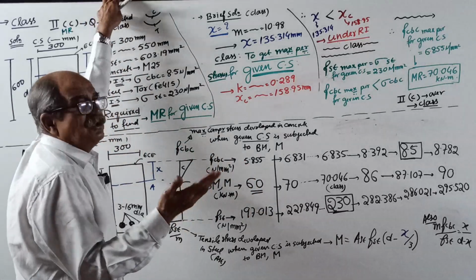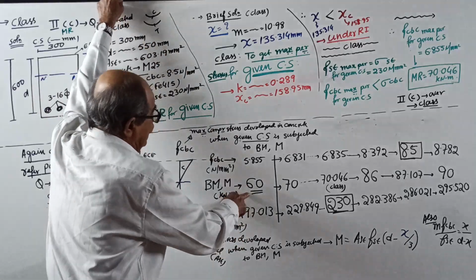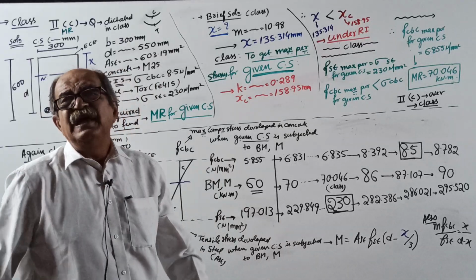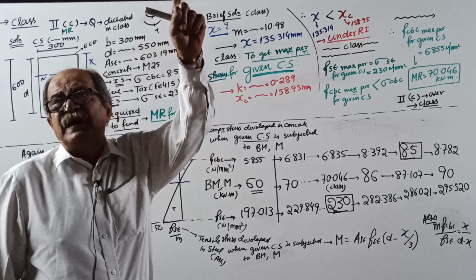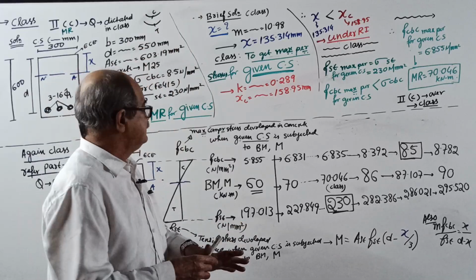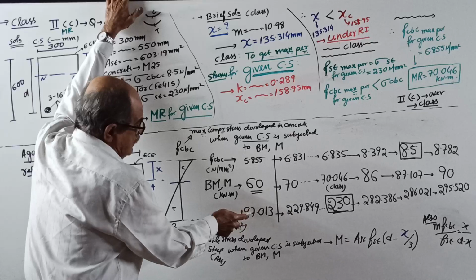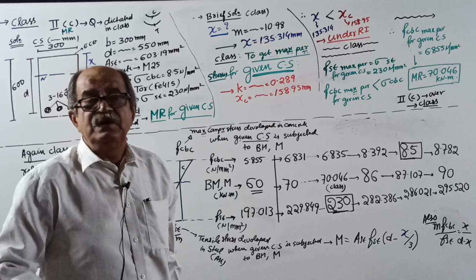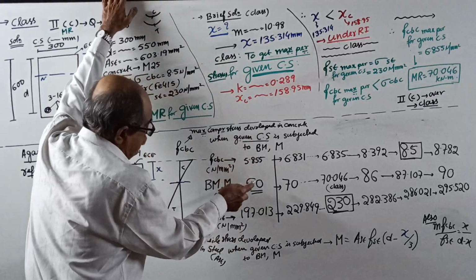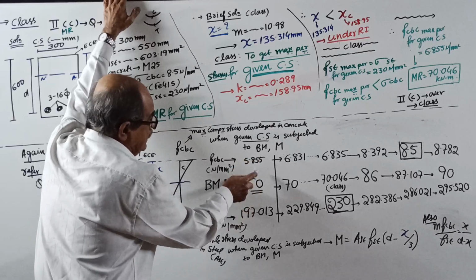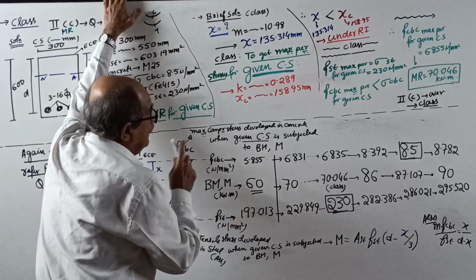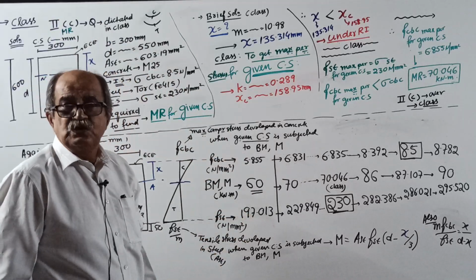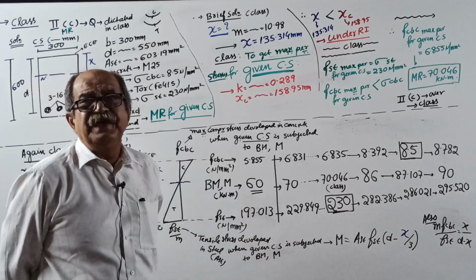How to solve? Already told. See there, for 60 kN meter, stress in concrete means extreme fiber compression, stress in steel means tension steel. It will be 5.855 and 197.013. This we got in the class. Now write a comment: a BM of 60 will result in stresses in both concrete and steel less than their permissible limits of 8.5 and 230. So you can tell 60 BM is safe for the cross section.